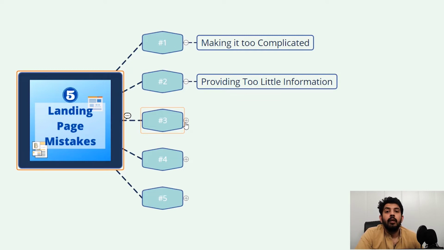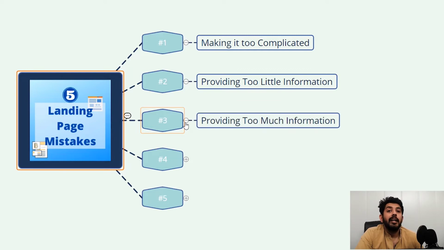Okay, and now let's see the third common mistake, which is providing too much information. Yes, you heard it right. We just discussed how giving too little information on a landing page can be harmful to your conversion. So can providing the visitor with too much information at once.